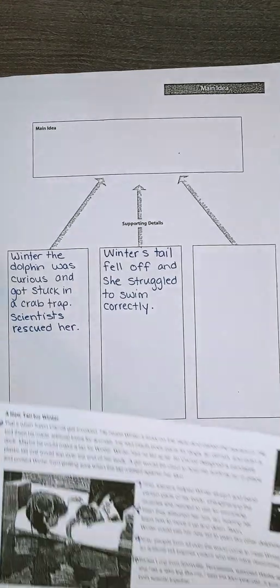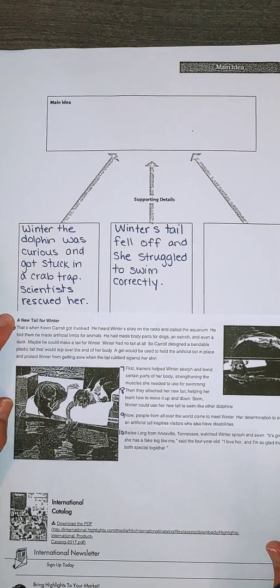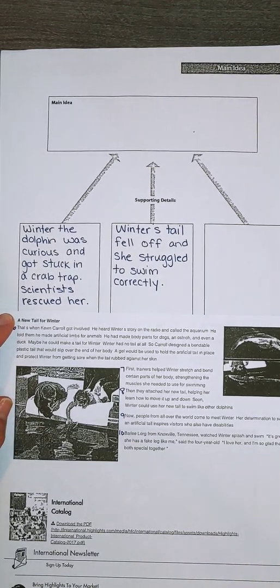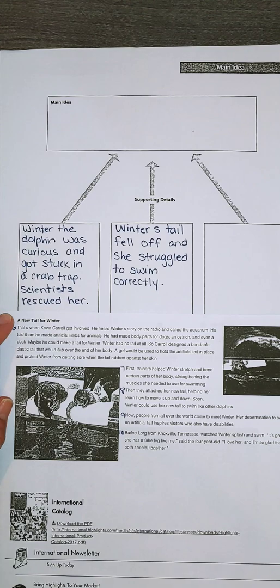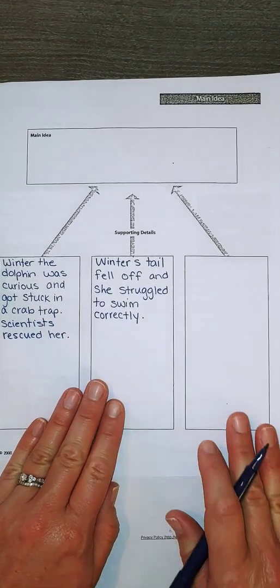Then we're going to look at that last section on the back, and I notice that the heading here says a new tale for Winter, which gives me an indication my detail is going to have something to do with her new tail. And so I read through that they made that artificial tail for her, that they had to make sure that it was bendable, it would fit on her properly, and that she would learn how to swim with it. And that she has become an inspiration to others because she has this artificial tail. So I want to summarize all that together into my third detail.